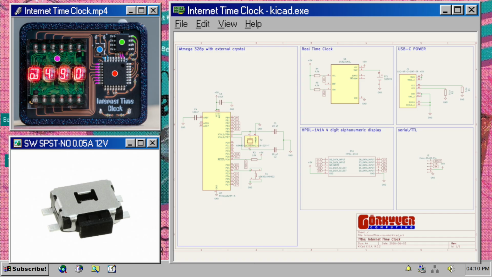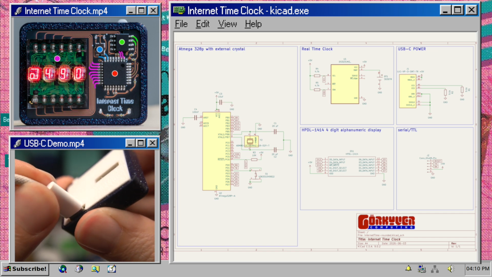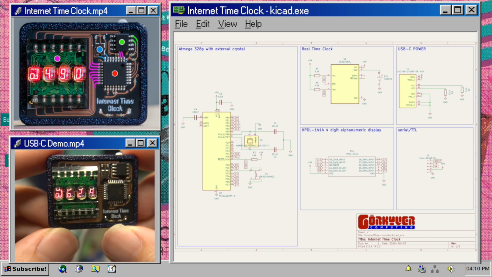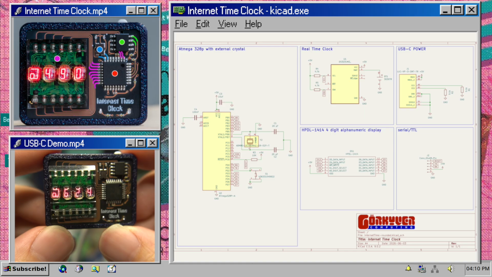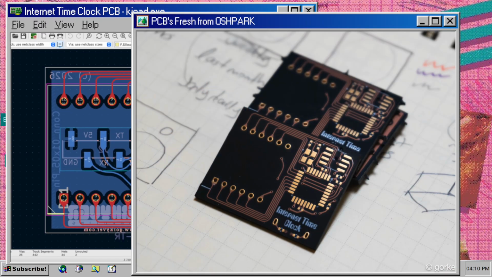For input, I'm only using a single push button for setting the time. As for power, I'm running everything from USB-C. I couldn't use a battery because the display is pulling around 150 milliamps, which would drain the battery really fast. I designed the circuit in KiCad, and I ordered the PCBs with a black core substrate and transparent solder mask, which allows exposed copper traces to stand out against the black background.